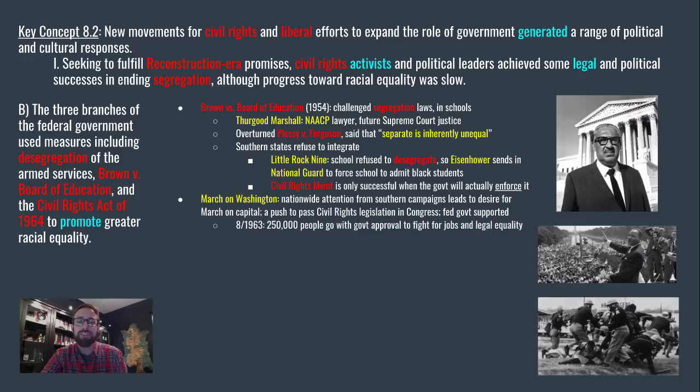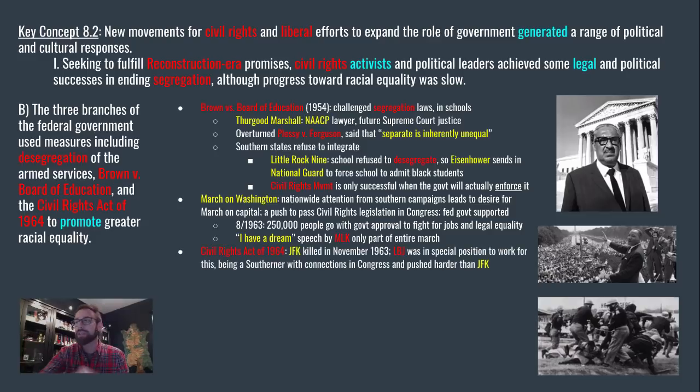So 250,000 people descended on Washington, D.C. to fight for jobs and legal equality. The most memorable thing from the march is Martin Luther King Jr.'s "I Have a Dream" speech. You're going to see this in class a little bit. Just know that it was never meant to be the central speech or the central part of the march, but it has since emerged because of the power of the language that he uses in it, bringing it from just a case-by-case desegregation effort to a larger idea of what America could be if equality was achieved.